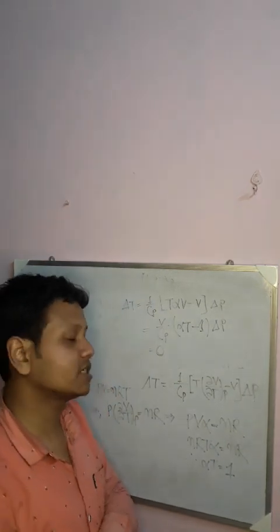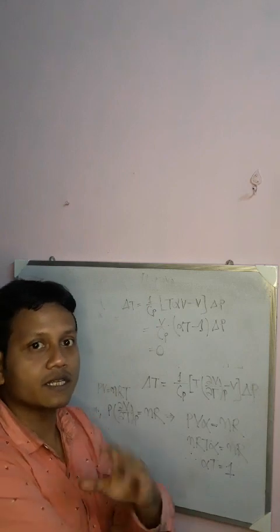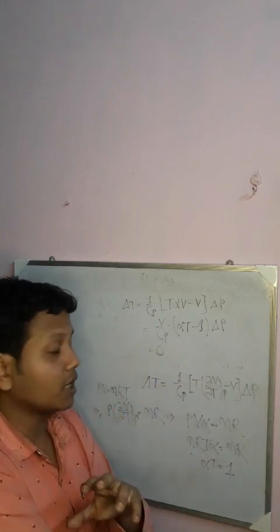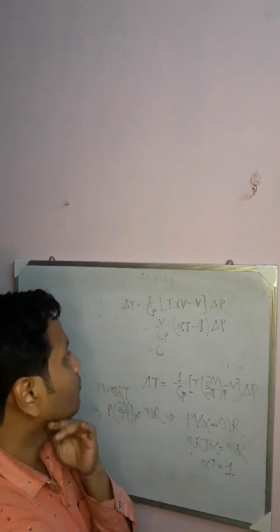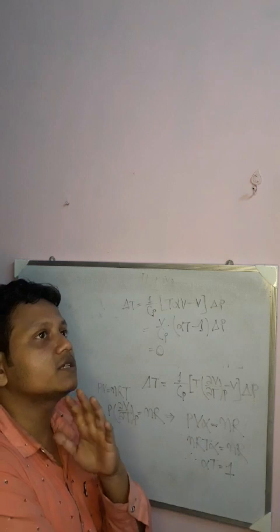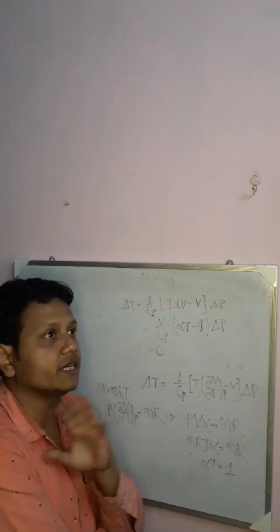So in today's lecture I discussed the existence of two inversion temperatures, and I did one numerical problem. In our next class I shall discuss the differences between the adiabatic process and the JT process.